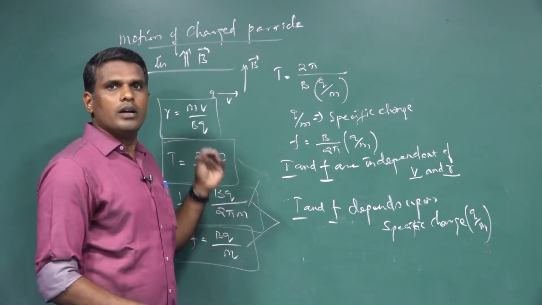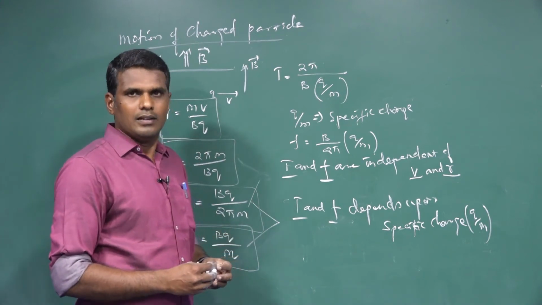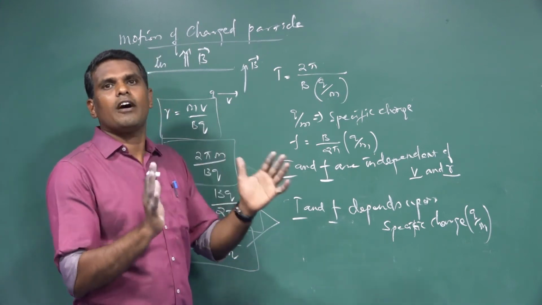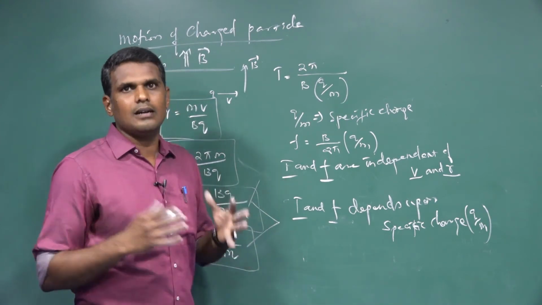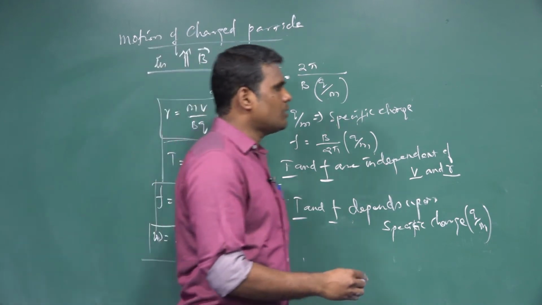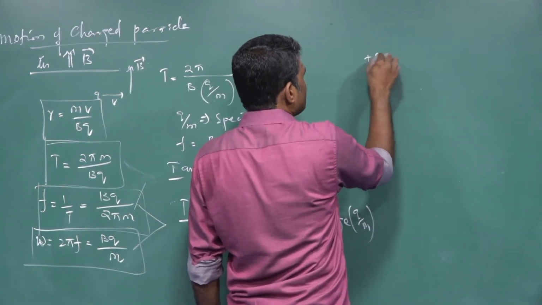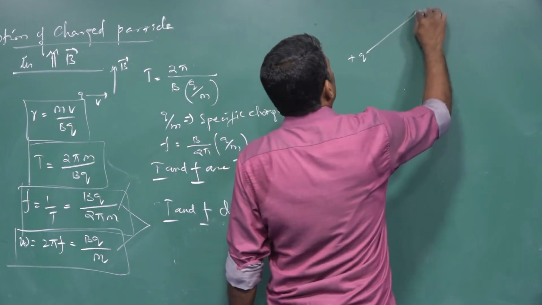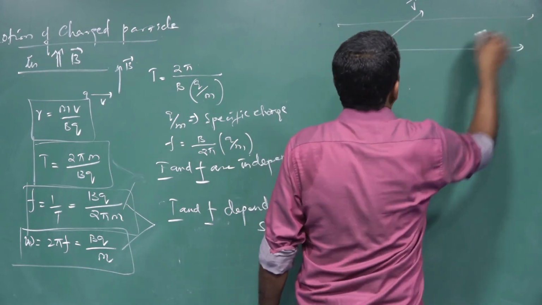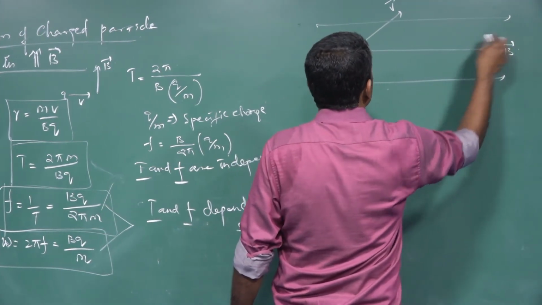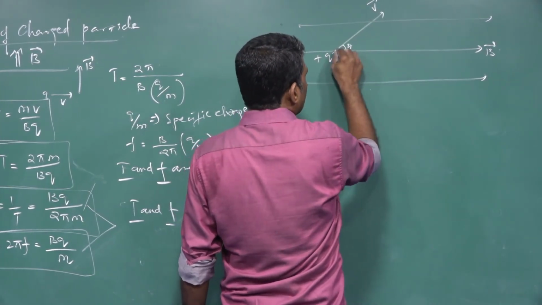Fine. Now, if the charged particle moves by making some angle theta with the magnetic field, then what will be the case? What is the path followed by the charged particle? Will it describe a circular path or any other path? That is important here. So, if a charged particle, let us consider a plus q, is moving with a velocity v by making an angle theta with the uniform magnetic field B.